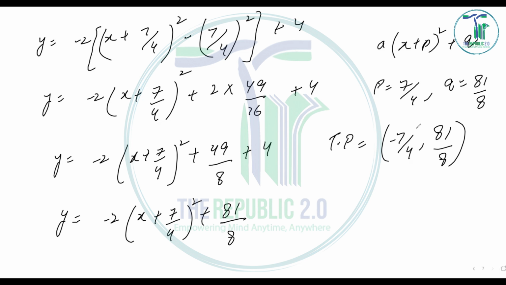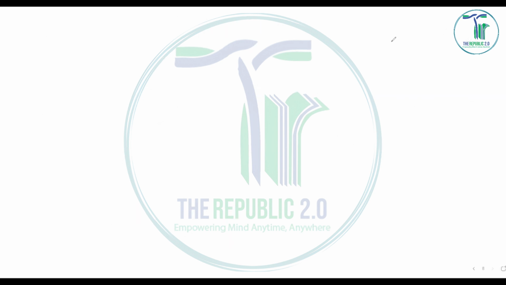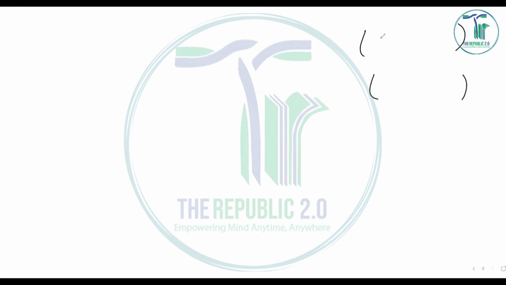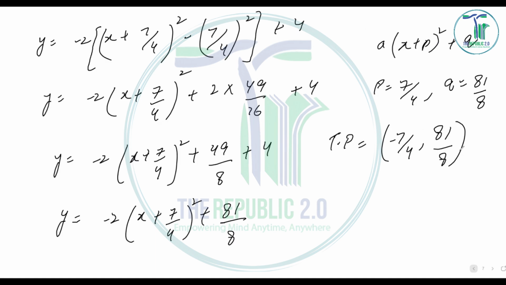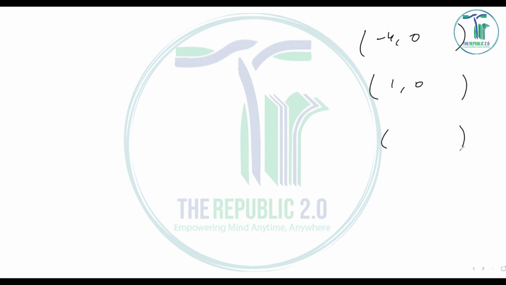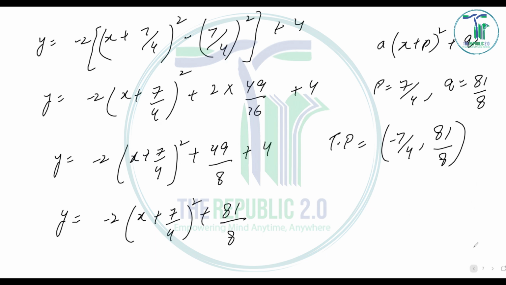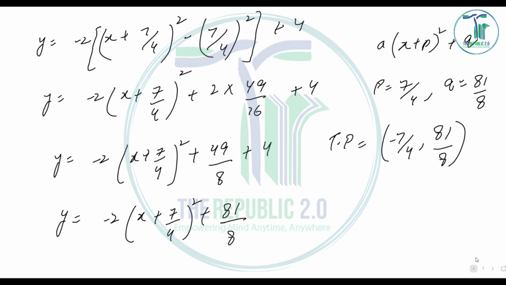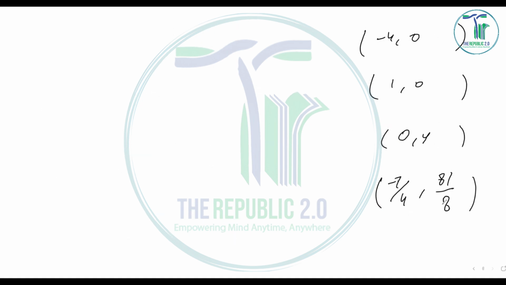Now to plot them out, we need the x-intercepts. We had the x-intercepts as, if I'm not wrong, −4 and 1. So (−4, 0) and (1, 0). I've got the y-intercept, which was (0, 4), if I'm not wrong. Exactly, (0, 4). And then I had the turning point, which was (−7/4, 81/8). Yep, I had 81/8.